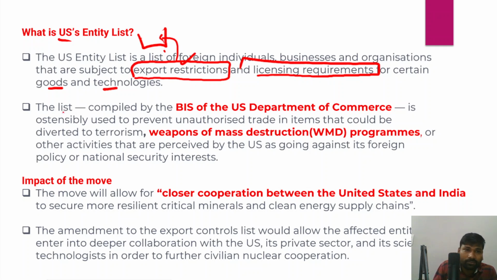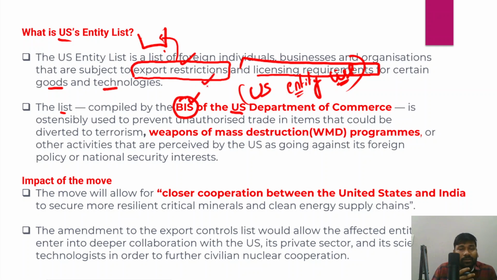And as I have already told you, the list is compiled by the Bureau of Industry and Security of the US Department of Commerce, right? So this BIS of the US Department of Commerce actually prepares the US entity list, right? So this is the organization that prepares the US entity list, and in this list there are certain individuals, organizations, and businesses, and if they are part of the list, those entities would be subjected to export restrictions as well as licensing requirements, right?